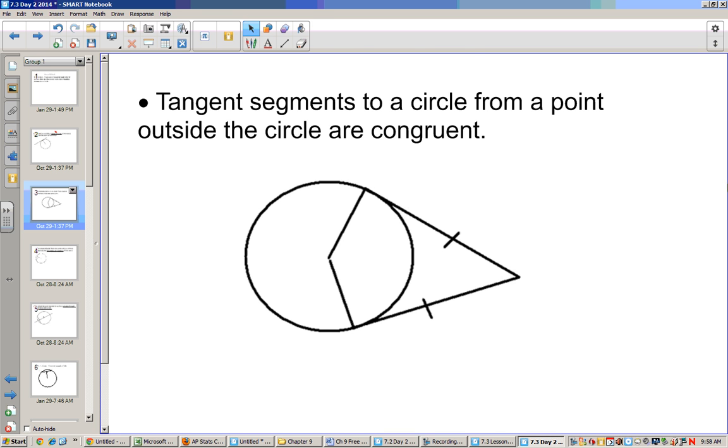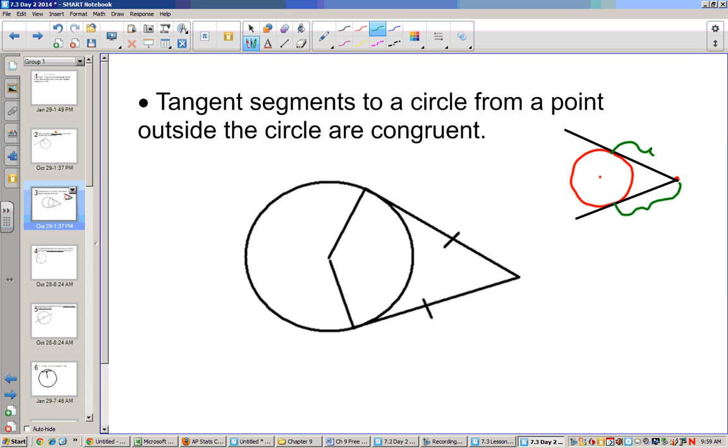Now this is a good drawing, but maybe it would make more sense if I drew it and started from scratch. So if I have a circle and I have a point out here, if I draw a tangent line here and draw a tangent line here, the distance between the point of tangency and our point out here is going to be the same distance. So if this is 8, this one down here has to be 8.